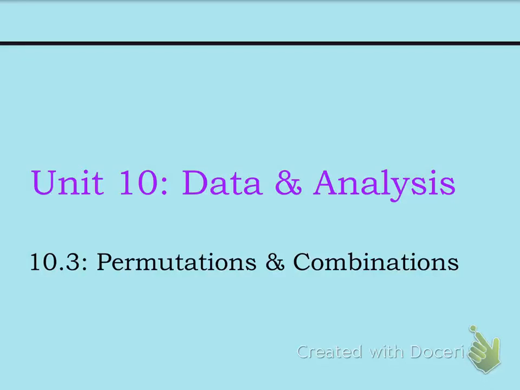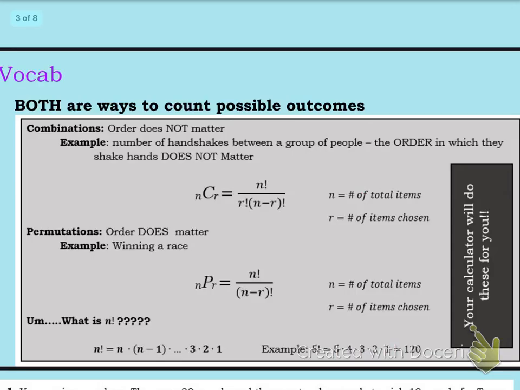Okay, this unit we're going to be talking about permutations and combinations. Both are ways to count possible outcomes, or total outcomes that we could potentially have based on a situation. For a combination, order does not matter. There are tons of different combinations, like the number of handshakes between a group of people; the order of my handshakes doesn't matter.